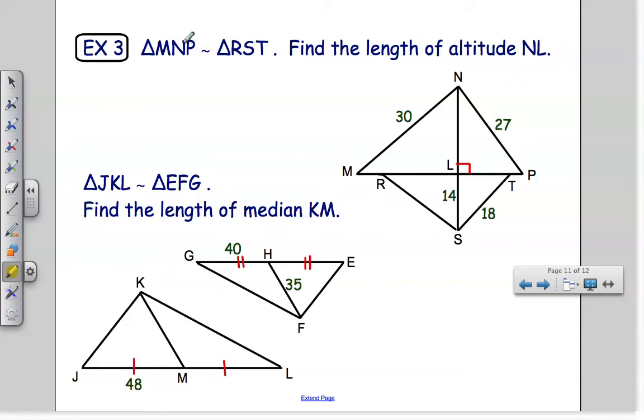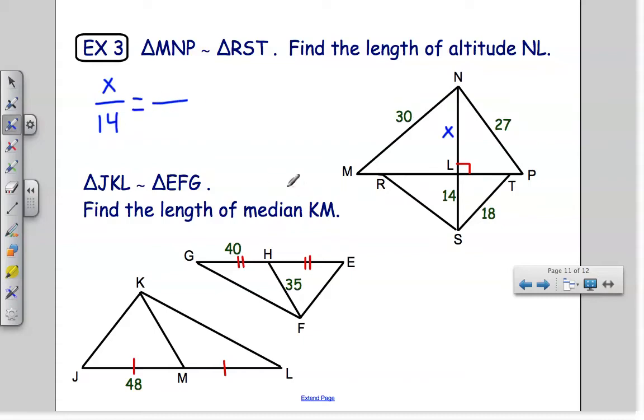We're given that triangle MNP, which is here, is similar to triangle RST. Find the length of altitude NL. I know that NL is an altitude because it goes from a vertex to the opposite side at a right angle. Notice that SL is an altitude of this triangle because it goes from vertex to this side, and these would also be right angles. So if I'm looking for altitude NL, we'll call it x. I would compare NL to this altitude. These are both altitudes, so I'm comparing x to 14 for certain.